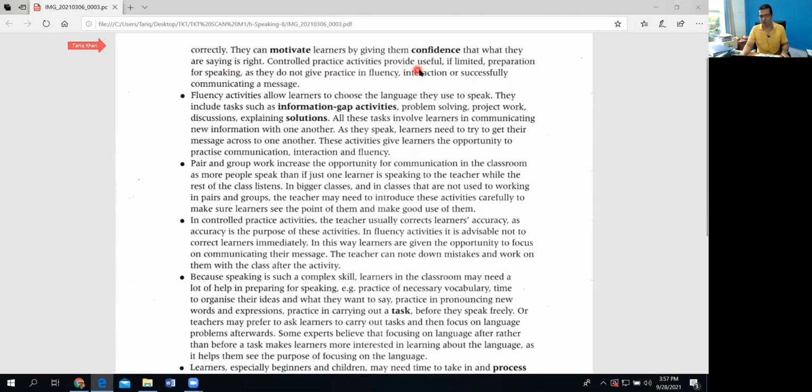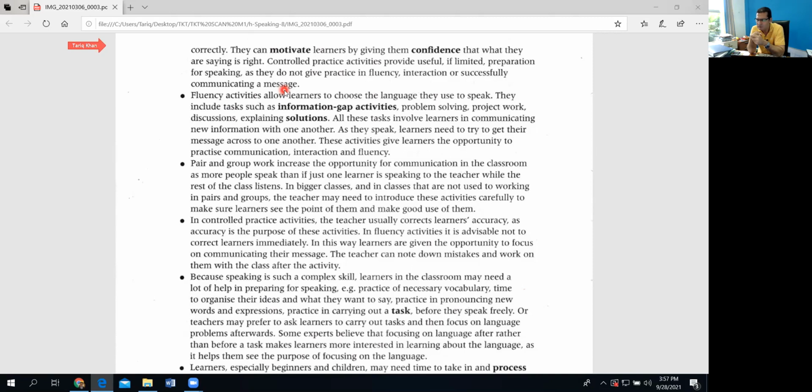Controlled practice activities provide useful, if limited, preparation for speaking, as they do not give practice in fluency, interaction, or successfully communicating a message. Now, controlled practice activities give you part of the practice of language. They do not help your fluency, interaction or communication, but they make the student confident in a particular part of the language. Is that clear to you? Or confused?